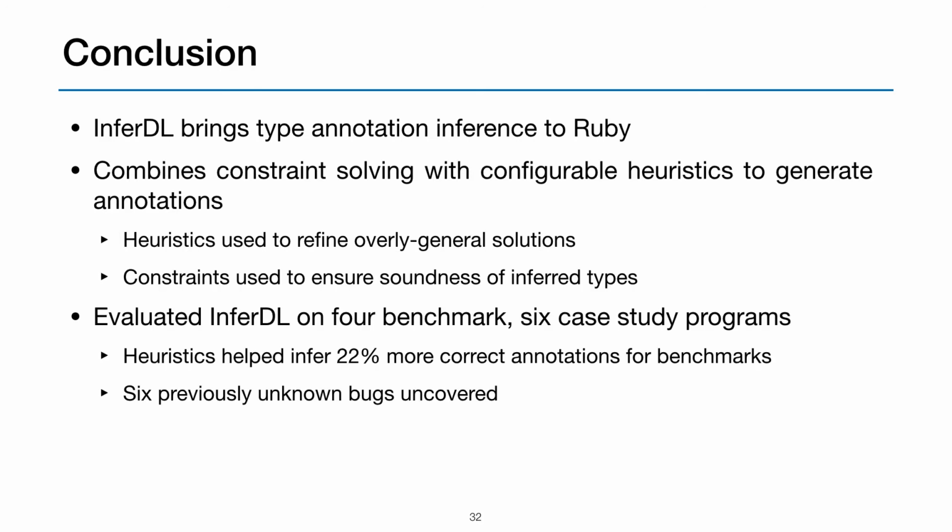In conclusion, we implemented InferDL, a system for bringing type annotation inference to Ruby. It works by combining constraint solving with configurable heuristics to generate more useful type annotations. We evaluated InferDL by running it on 4 benchmarks and 6 case study programs, and we found that heuristics helped us to generate more useful type annotations, and we were able to discover 6 previously unknown bugs in the process. So we think InferDL is a promising step towards bringing type annotation inference to Ruby.